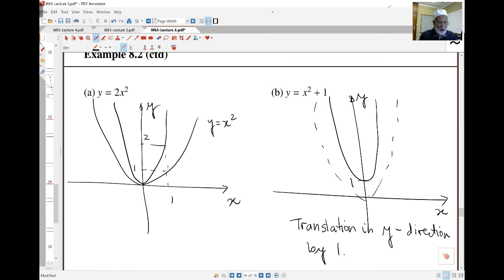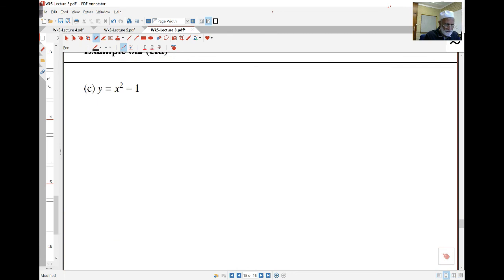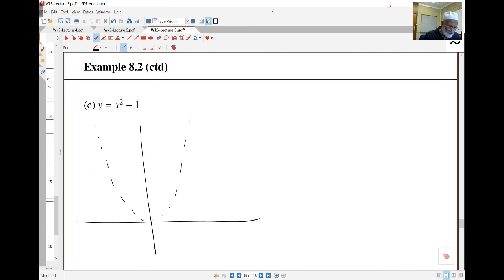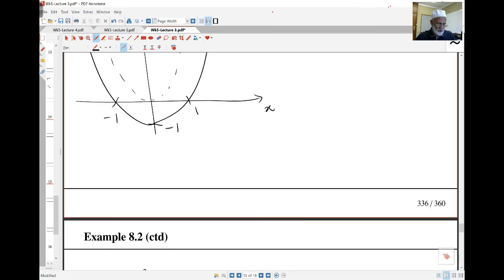Of course, if I make it x squared minus 1, it's a translation in the opposite direction, as you can see in this case. So there's my x squared, but with the minus 1, it now starts over here. So that's how these things work.